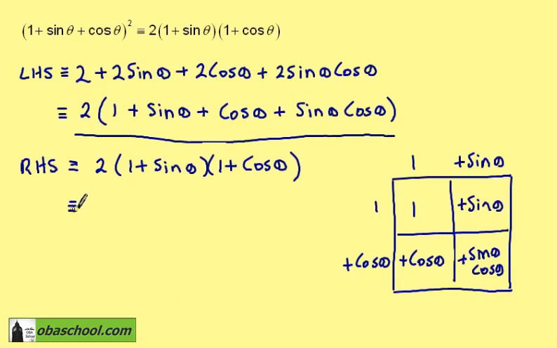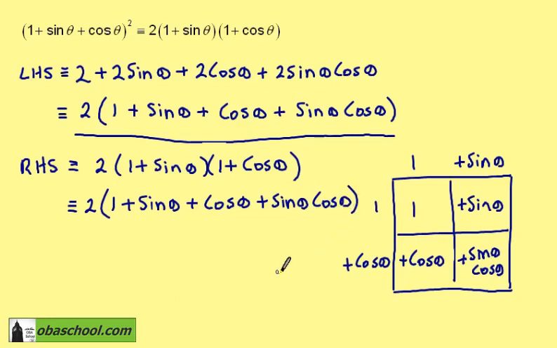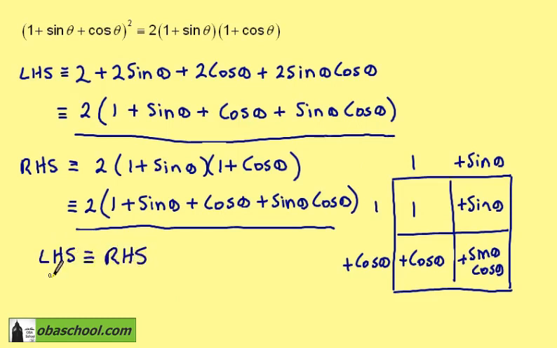So this becomes 2 times (1 + sin θ + cos θ + sin θ cos θ). And note that this is the same as what we got above. So we've proven it, because the left-hand side has become the right-hand side, or at least they've met in the middle.